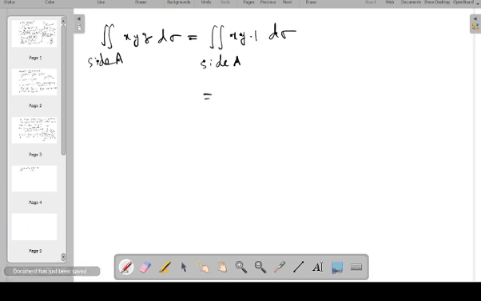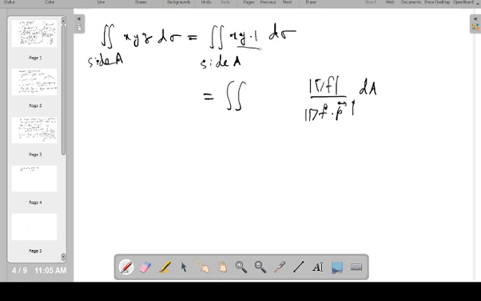But what is d sigma? It is norm of del f divided by norm of del f dot p, dA. Here you have your function x into y into 1. It is simply xy. Then here it is d sigma. That means it is the surface integral. Now here I have written dA. That means this is the double integral.